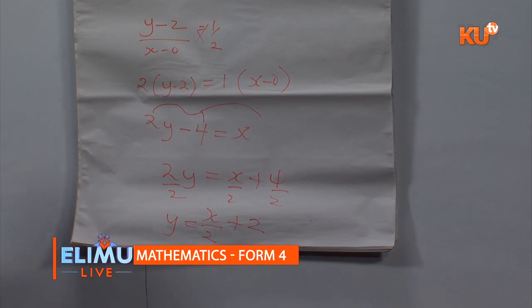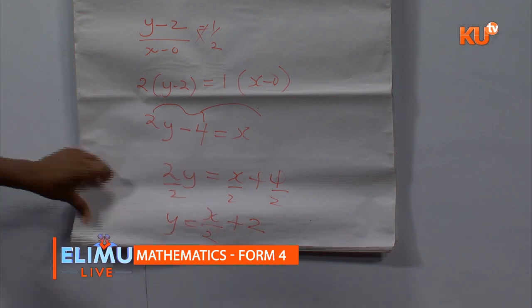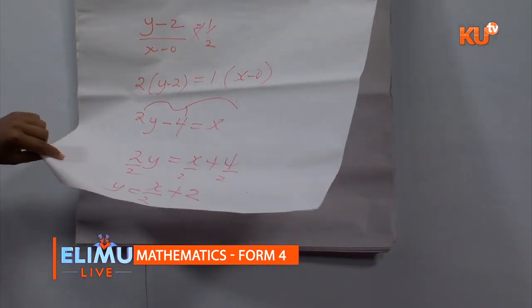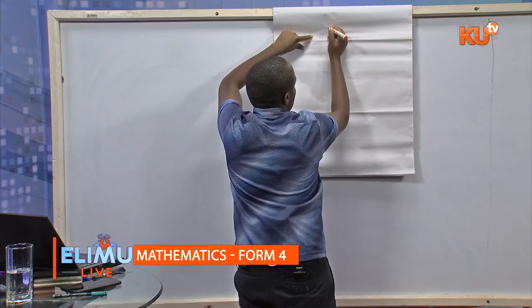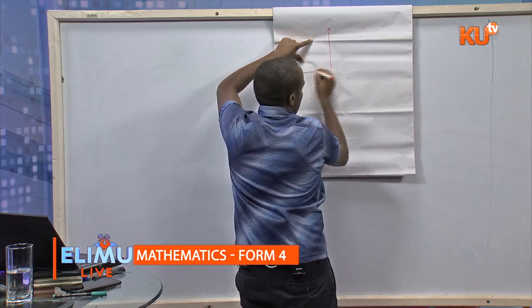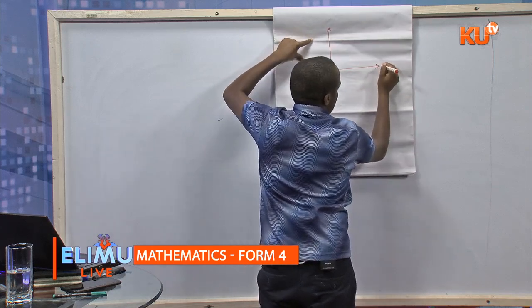So before you go to the next one, we go to our next example on the same. Given this is a Cartesian plane, this is the y-axis and this is the x-axis.